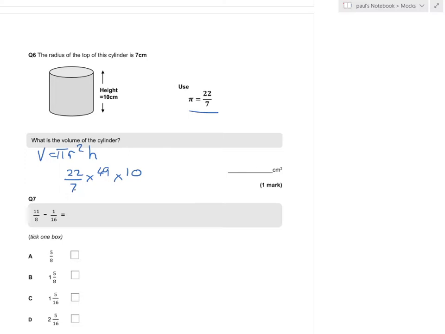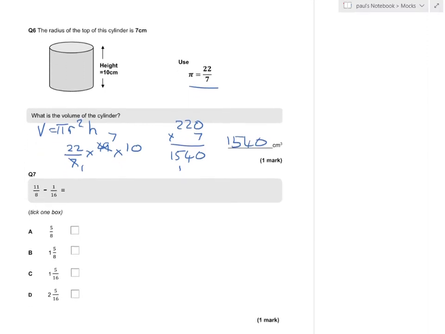So can I just cancel that down? Yeah, I'll cancel that down to 1, cancel that down to 7. So we've got now 22 times 10 is 220 times 7, which is 0, 2 7s are 14, and 2 7s are 14, 1540.